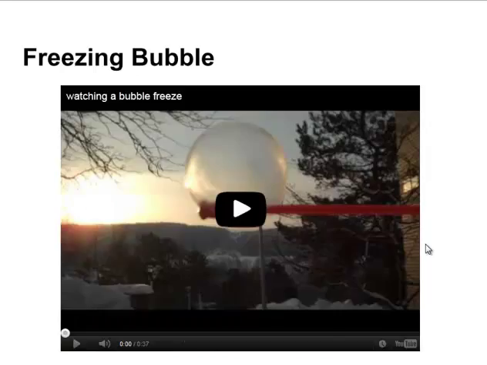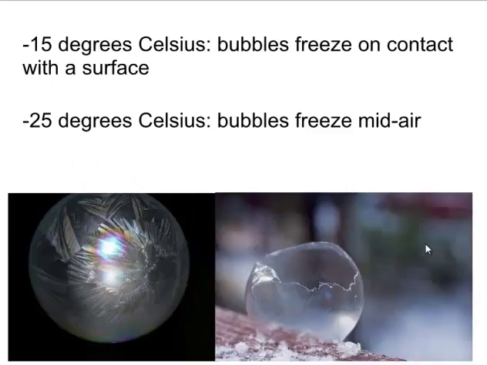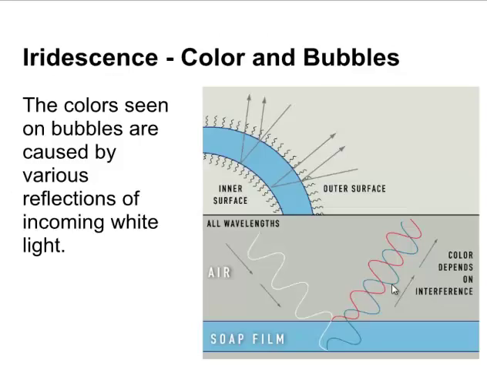Good stuff. And there's also a video of a freezing bubble that you can click on. Links down below. It gives you a good idea of how the physics works for freezing bubbles. So for a bubble to freeze, it has to be about negative 15 degrees Celsius, and that will cause it to freeze on contact with the surface. Whereas if it's 25 degrees or lower, it'll freeze mid-air.